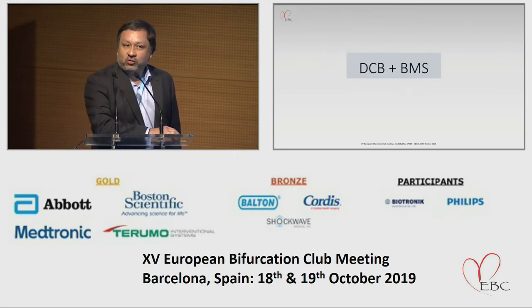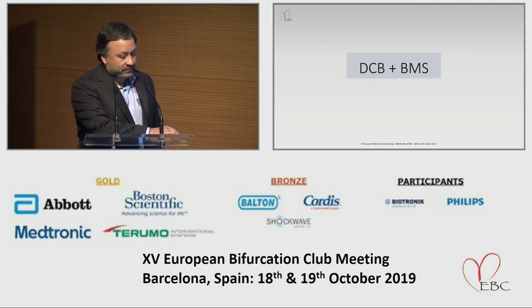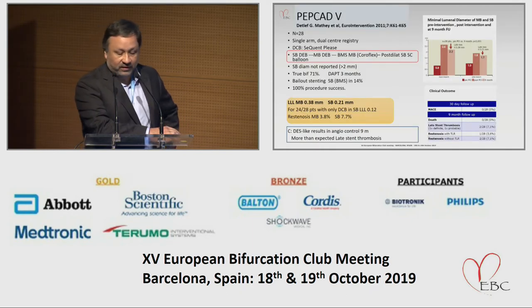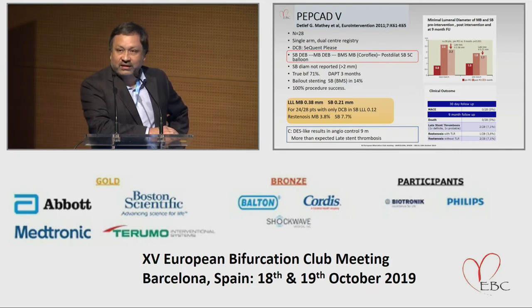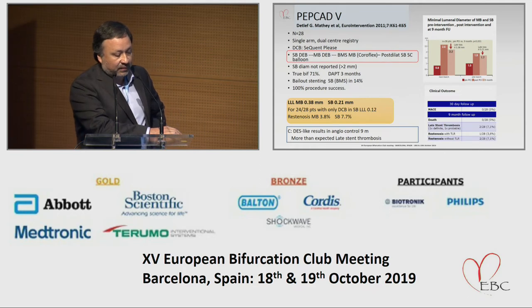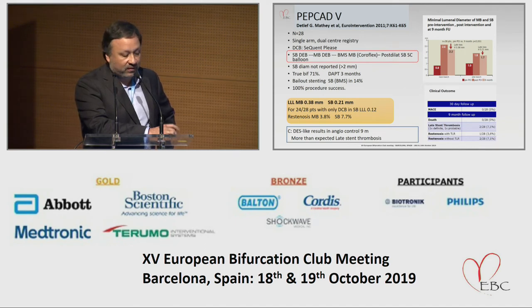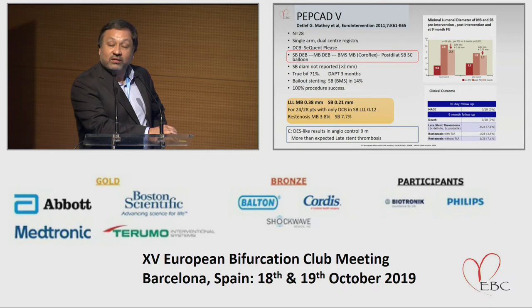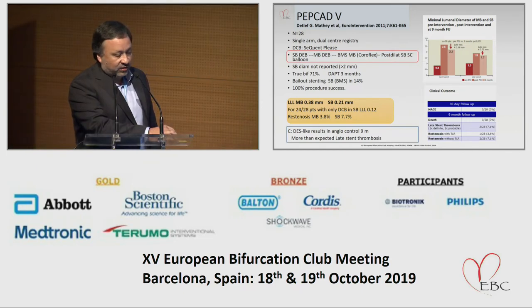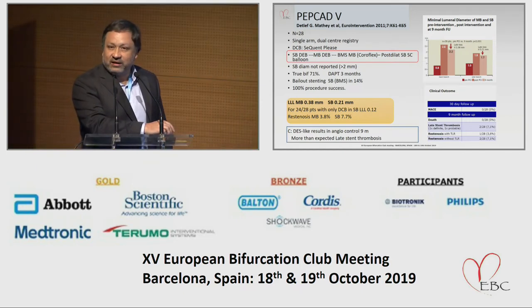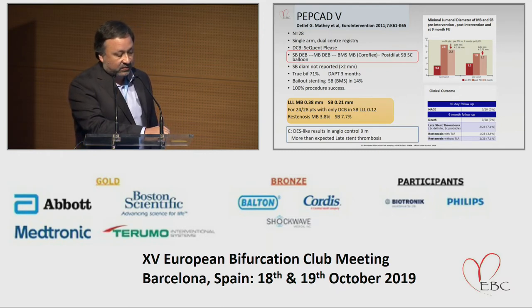The first one is drug-coated balloon plus bare metal stent. Let's get into the data. The PEPCAT 5 trial in 2011 studied 28 patients in a single-arm, dual-center registry. They used the paclitaxel drug-coated balloon. The strategy was predilatation with drug-coated balloons in the side branch and in the main branch, then stenting the main branch with a BMS, the Coroflex, and then post-dilatation of the side branch with a semi-compliant balloon. They don't report the diameter of the side branch. The true bifurcation incidence is 71%, and bailout stenting in the side branch after finishing the procedure was in 14%.